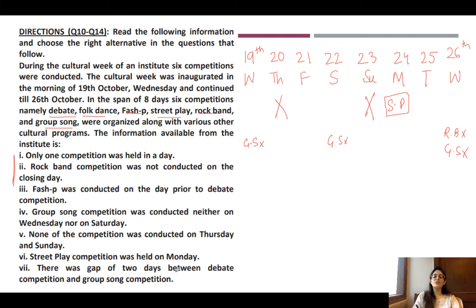Now there was a gap of 2 days between debate competition and group song competition. So group song और debate के बीच में 2 दिन का difference है. So now let's start again. So अब देखते हैं सबसे पहले इसको कि there was a gap of 2 days between debate and group song. So that means जो भी debate and group song है उसके बीच में 2 दिन का difference है. And we already know कि 3 ऐसे दिन हैं जहाँ group song नहीं हो सकता. So let's see, यहाँ group song हो नहीं सकता.